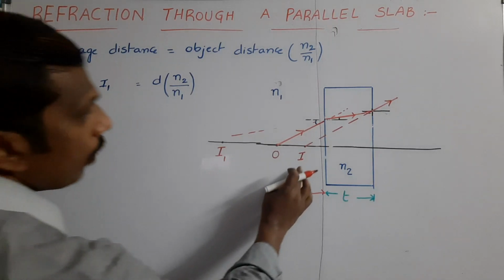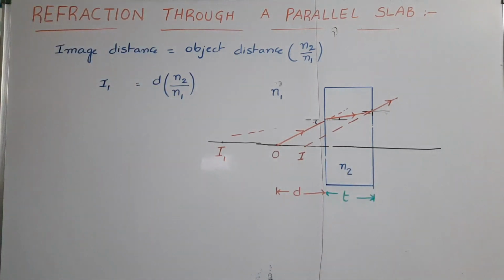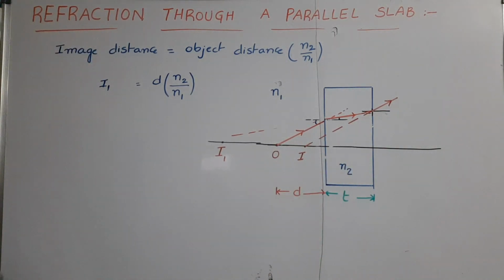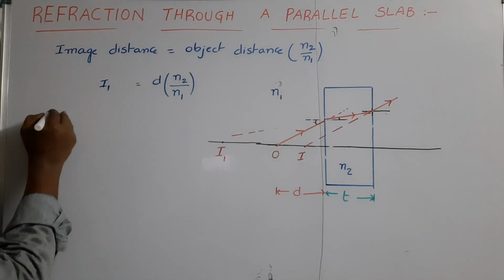So what is this image distance from the second surface? From the second surface, what is the object distance? First I am writing from the second surface.